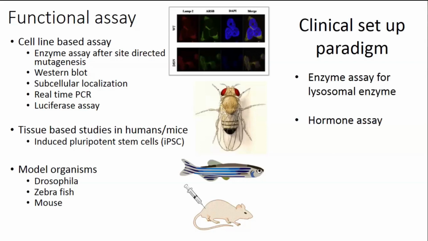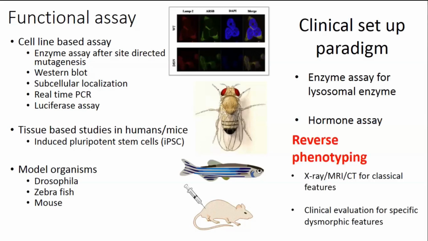So in the clinical paradigm, what we can use is either enzyme assay for a lysosomal enzyme or a hormone assay or something called as reverse phenotyping. That is very important when you do a lot of exome sequencing nowadays. Any patient, nowadays nobody spends time looking at the dysmorphology and all that. Any patient that comes in, you cannot directly diagnose, just order for an exome. So it is a genotype first approach that also has its own benefits, but genotype first approach has to be supplemented by a reverse phenotyping.